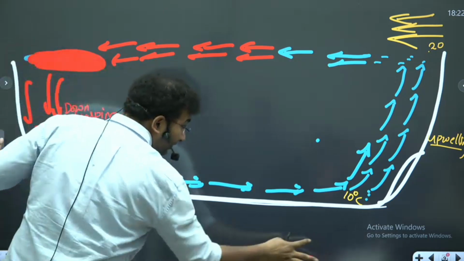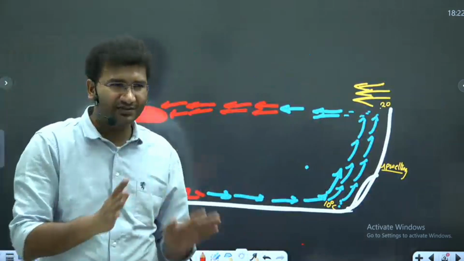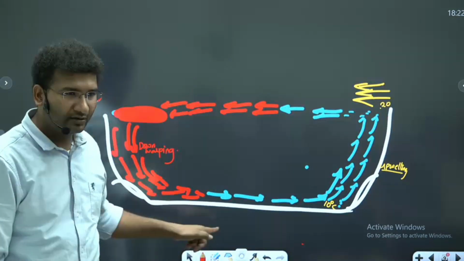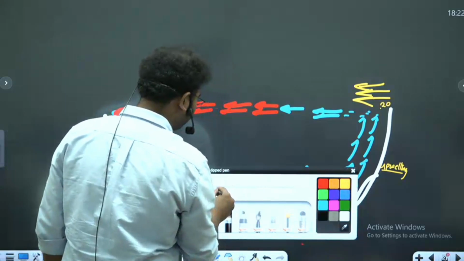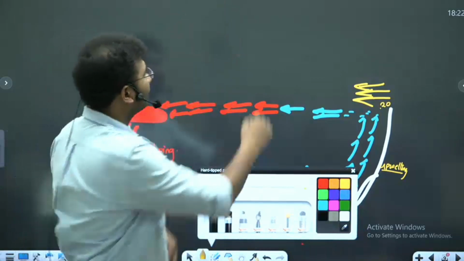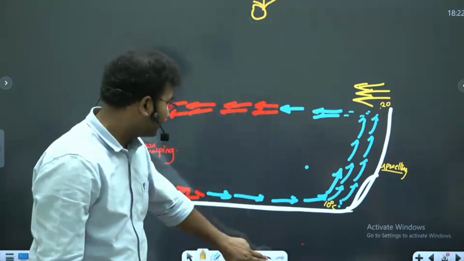Right? This is the bottom profile. Now please do not confuse the bottom profile with the surface profile. This is your bottom profile. Now, let's try to understand the surface profile. Surface profile is when you are watching this from the top. Okay? Try to understand this.